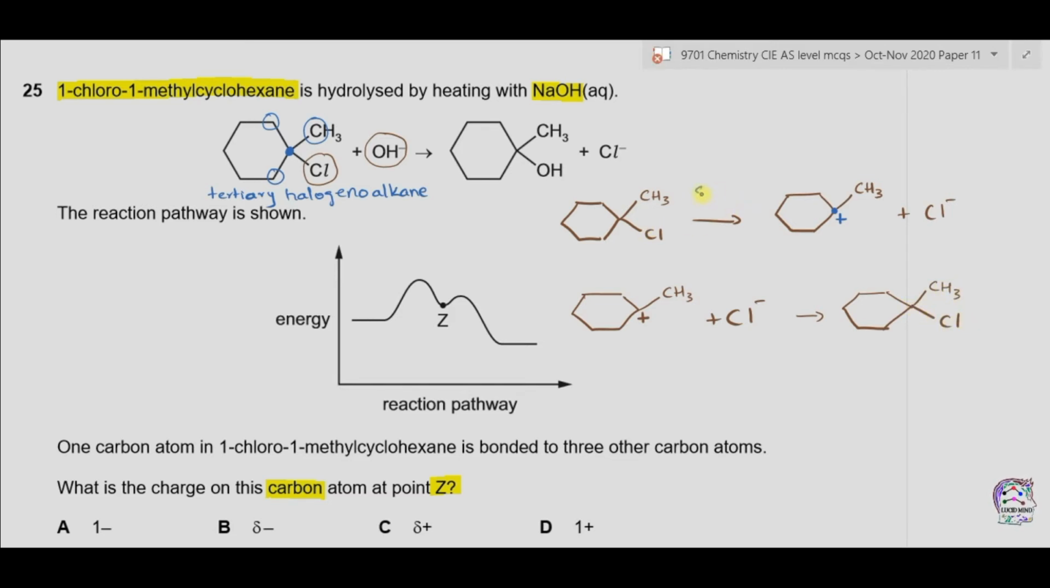Now the first step is the slow step, so it will need high activation energy. So this hump is for first step. In second step, carbocation has been formed, which reacts with chlorine to form the product. So the energy for second step is low, so the hump is smaller. As the charge on carbocation is +1, so therefore answer is D.